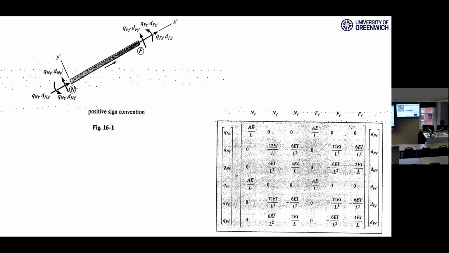So in near end, we have Qn x prime. What does it mean? It means force. Q means force, D means deformation. Okay. Q means force at near end along x prime direction.